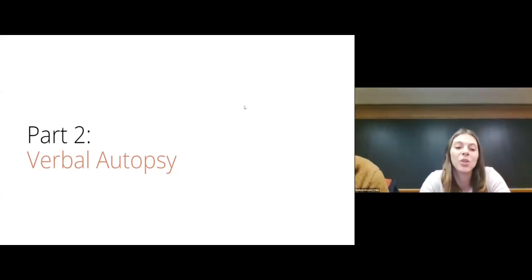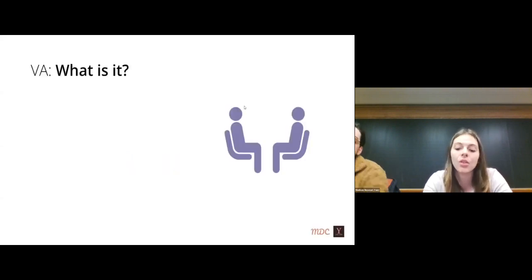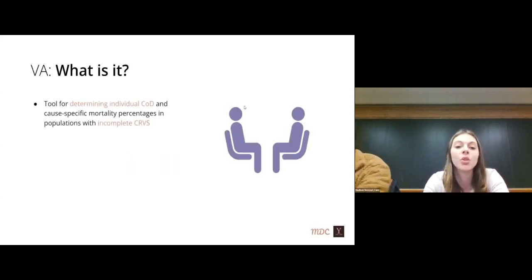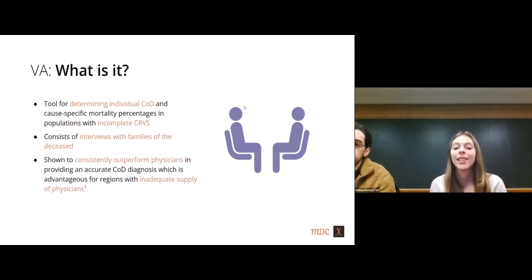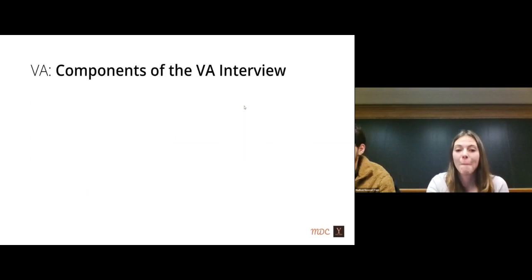Great. So for part two, I'm going to just recap what verbal autopsy actually is and how it's used. So what is it? It is a tool for determining individual causes of death and cause-specific mortality percentages in populations with incomplete CRVS. It really consists of doing interviews of families of the deceased, and one main point is it's been shown to consistently outperform physicians in providing an accurate cause of death diagnosis, which is advantageous for regions with inadequate supplies of physicians.